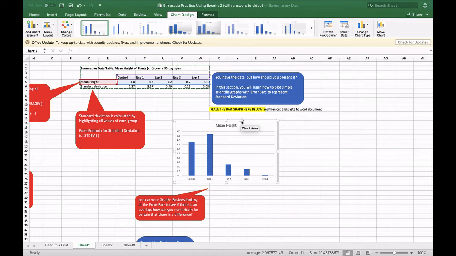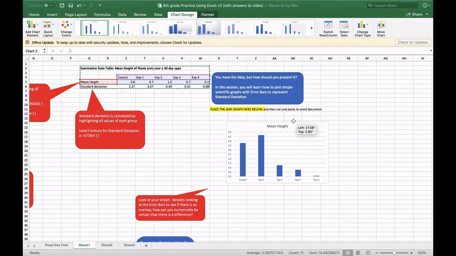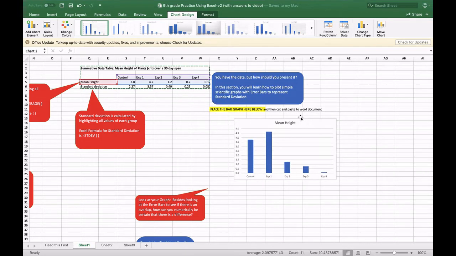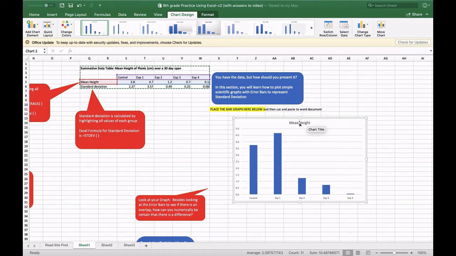So notice that now you have a pretty little graph here that you can move around wherever you want. You can make it as big as you want it, and now you can modify certain things of the graph. Okay, so notice that each bar has a name, right? Control, experimental 1, 2, 3, and 4.